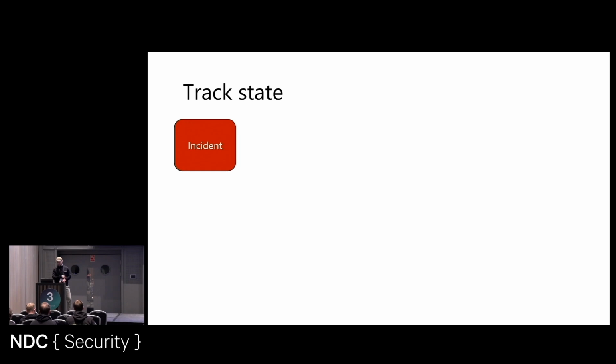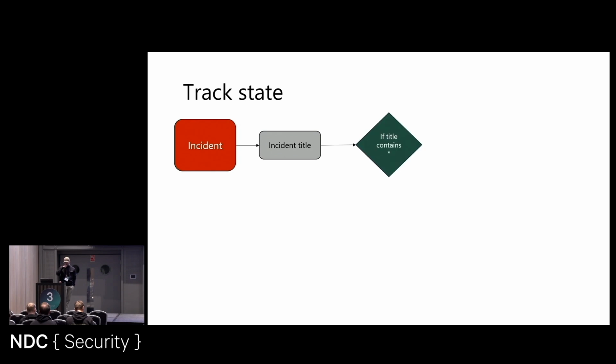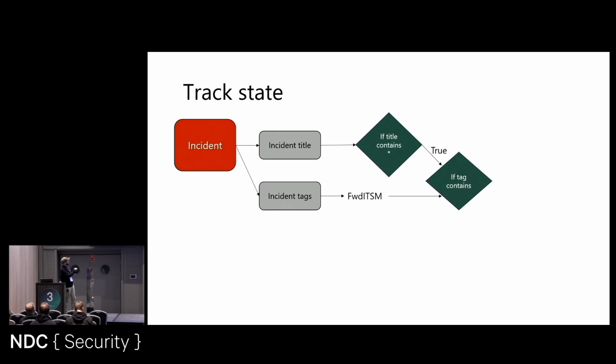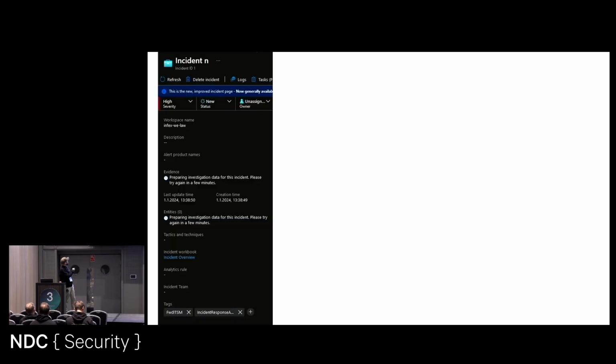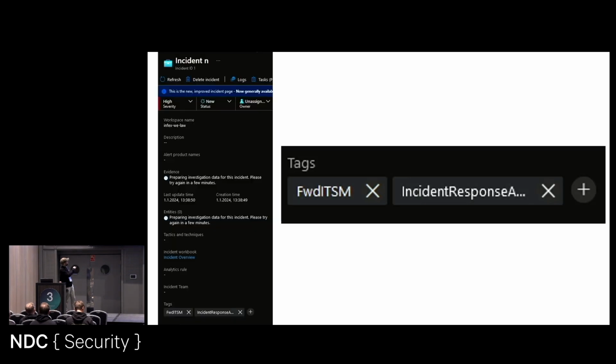Last, and this is more for keeping track of things, is tracking state. So we have an incident, and we want to send all incidents to the ITSM solution. We can tag them with this tag when they've been forwarded. And if the tag contains forward ITSM, we know it's already been forwarded. So if we run another automation flow and want to send it here, we know that this has been forwarded to the tool already, so we don't have to create it again, we can just update it.